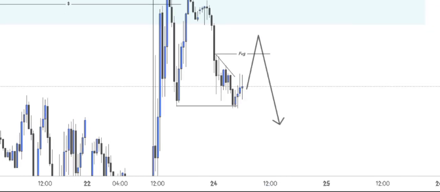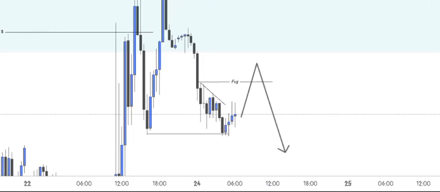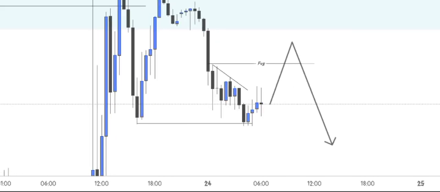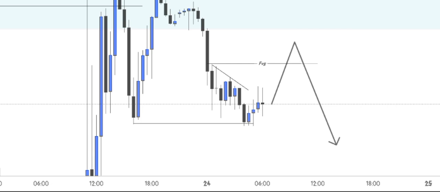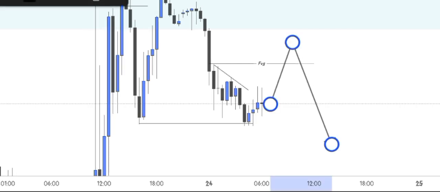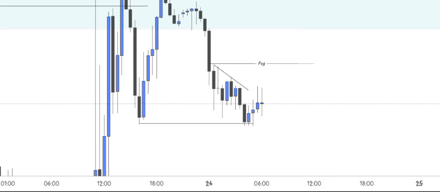So I'll be looking to sell once I see my setup. I don't think there's any reason to go to the lower time frame anymore, because this is actually how the setup is going to form. So I'll be looking for my sell position on the 30 minutes. So let's see how it goes, guys.